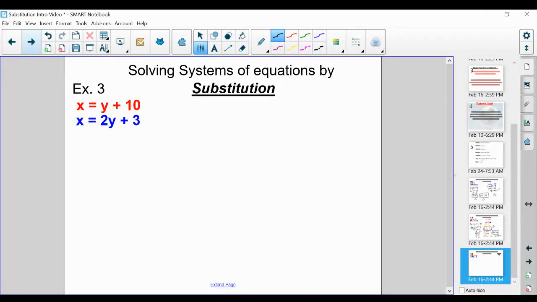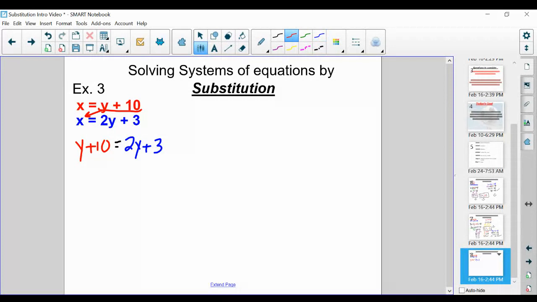So what we are going to do is we're going to substitute into the other equation. We're going to take this value of y plus 10, and we're going to substitute it into the other equation for x. And you're going to see that we end up with y plus 10 is equal to 2y plus 3.